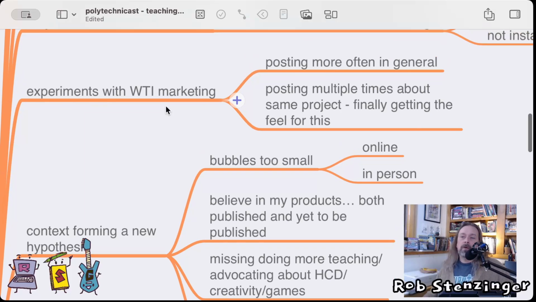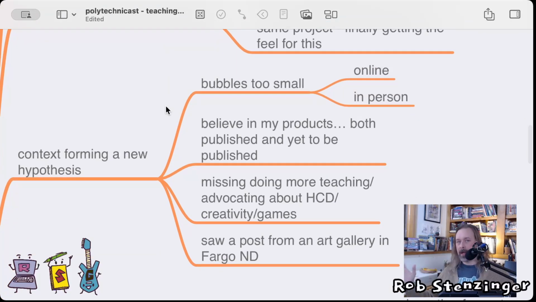And okay, so what am I learning if I piece all this stuff together? I'm forming a new hypothesis. I feel that my bubbles are too small, the sort of zones in which I operate, both online and in person. So what can I do about that?